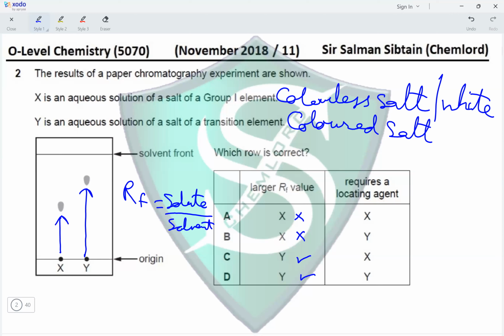And requires a locating agent. A locating agent is required for something that is colorless, and the colorless salt is X. So C has X as the option and D has Y as the option. D gets eliminated. Option C is the correct option for this question.